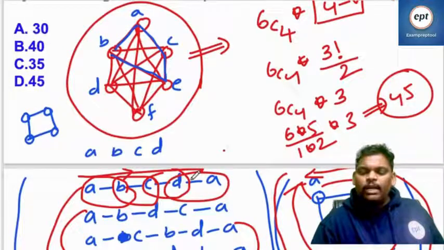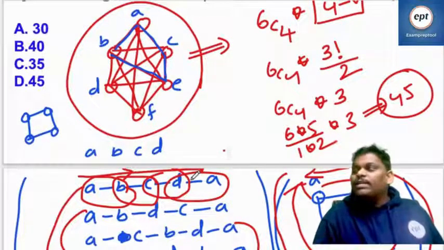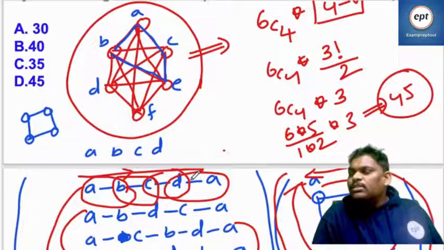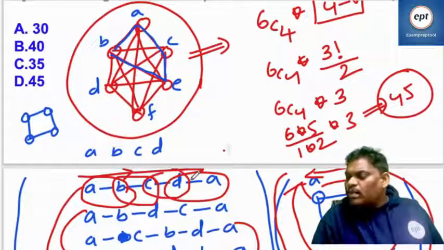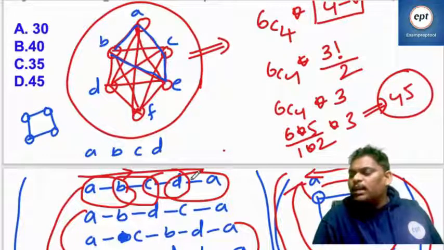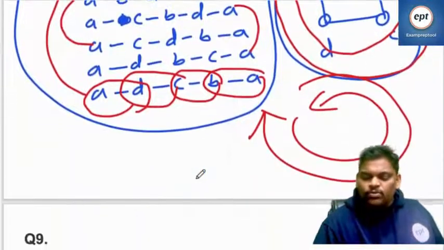Please take care of this one. If anyone has any doubt, let me know. Remember everyone, with n vertices, how many cycles are possible? N minus 1 factorial by 2, because clockwise and anti-clockwise are the same. N minus 1 factorial by 2. I will write that also. It will be useful to you.